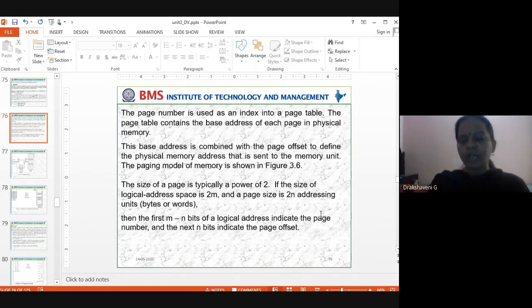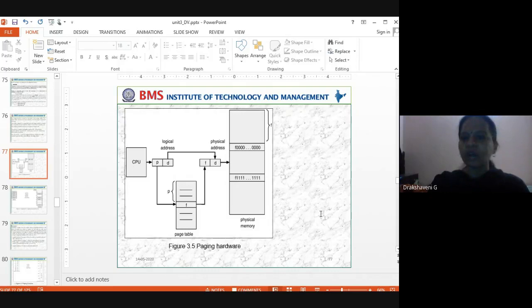The size of the page is typically a power of 2. If the size of the logical address space is 2^m and the page size is 2^n addressing units, then the first m minus n bits of the logical address indicate the page number and the next n bits are the offset. So we'll see how we do it.